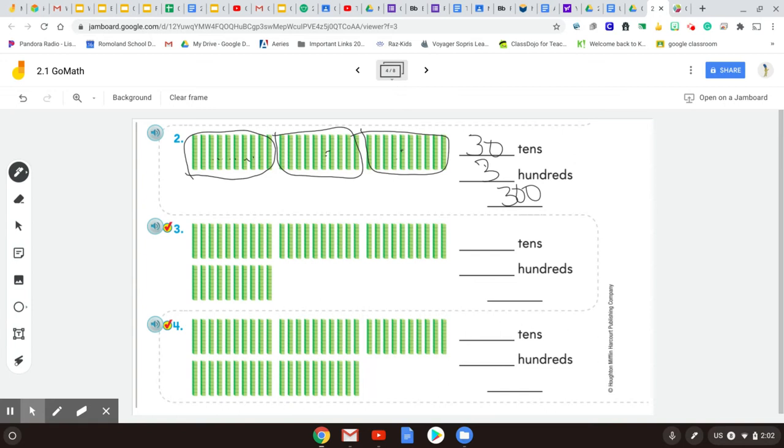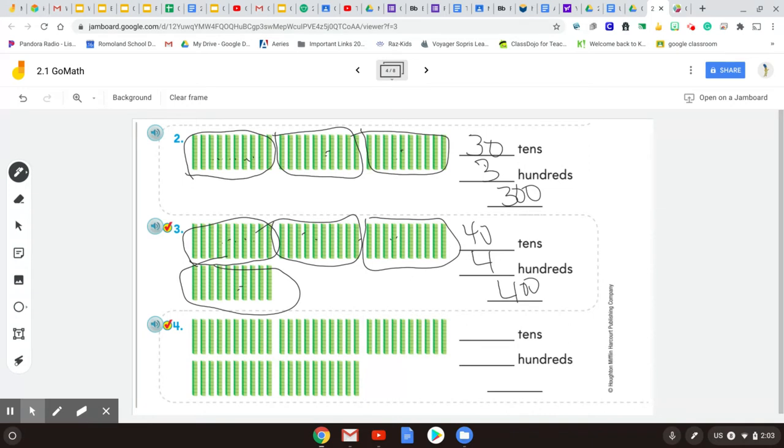Okay, let's go down to lesson check number 3. Again, they've already been separated. See the separation here? This is 1, 2, 3, 4, 5, 6, 7, 8, 9, 10. So circle all the tens. Excuse me, all the hundreds. All the hundreds. One more down here. And we have 10, 20, 30, 40 tens, which equals 1, 2, 3, 4 hundreds, or 400.